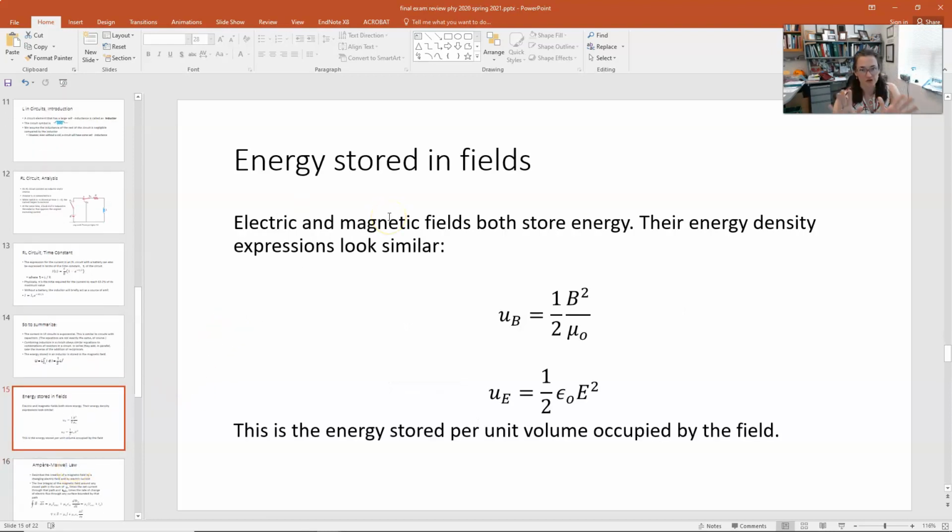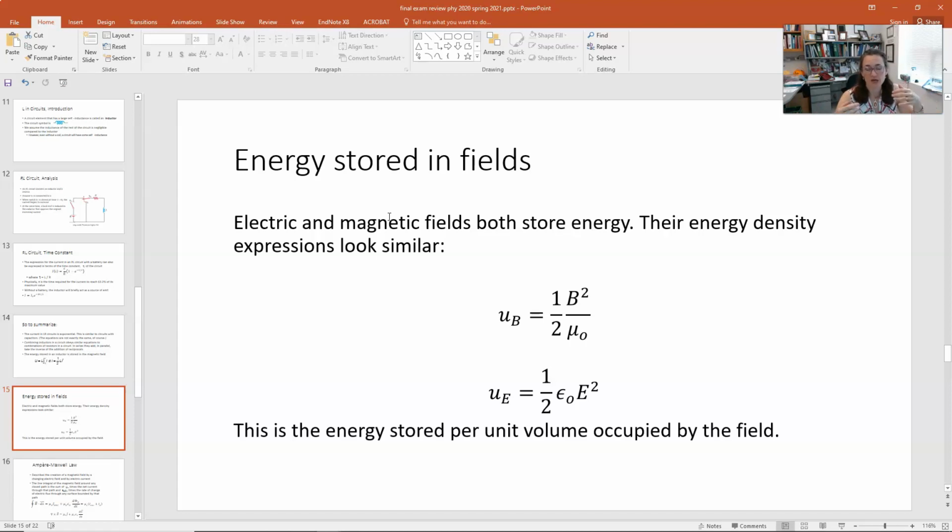Okay, so fields store energy. Electric and magnetic fields both store energy. In fact, we're going to review the expressions for both of those there. Remember that the total energy stored in a field is going to be proportional to the volume that the field occupies, of course. And so what we've done is we've gotten an expression for what we call an energy density, which is an energy per unit volume.